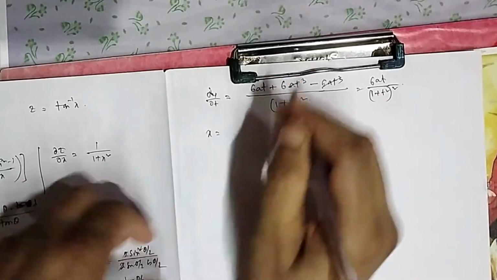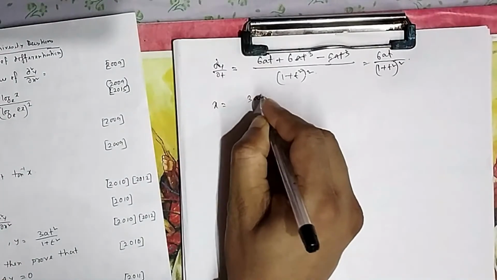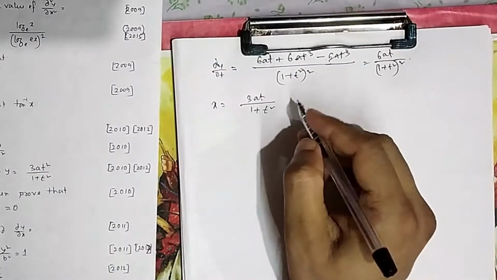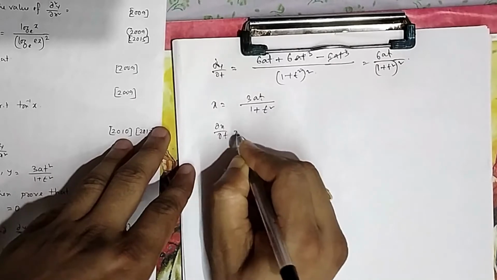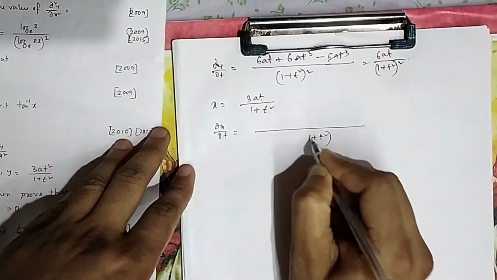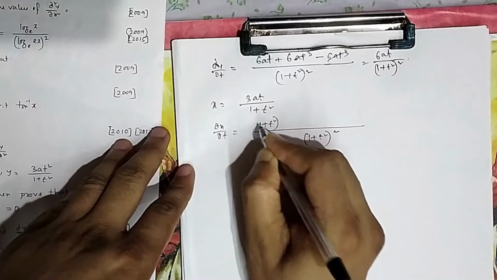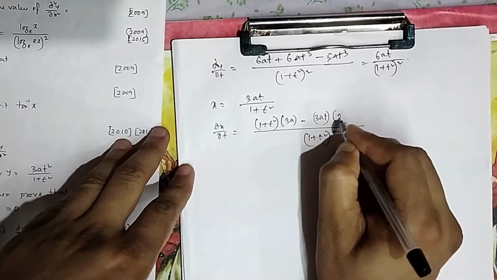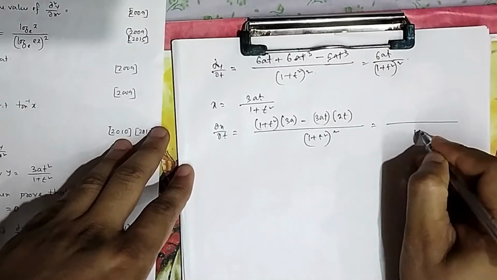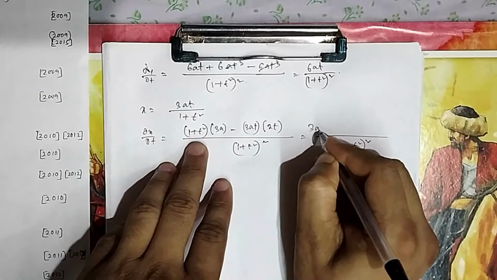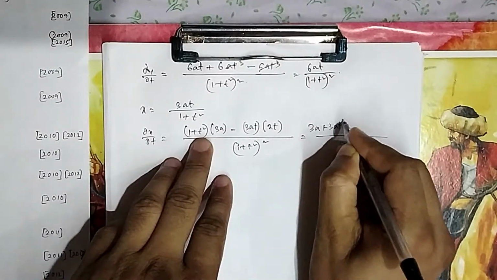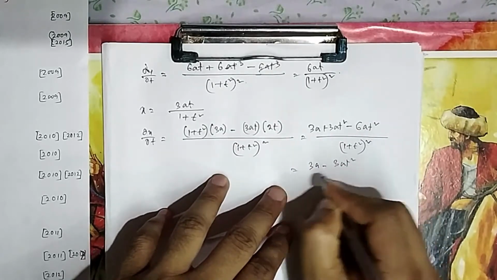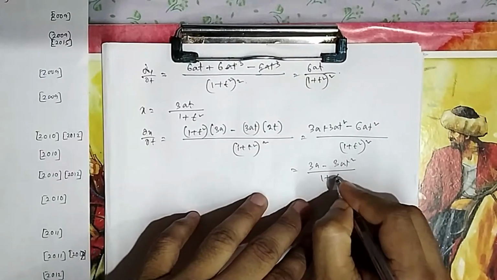Similarly, if you go for x, what is x? 3at by 1 plus t². This was your x. Again we differentiate with respect to t, dx/dt. Denominator squared, (1 plus t²) whole squared, times (1 plus t²) times the differentiation of 3at, which will be 3a, minus 3at constant, times the differentiation of 1 plus t², which is 2t. So it is (1 plus t²) whole squared. This is 3a plus 3at² minus 6at². This is 3a minus 3at² divided by (1 plus t²) whole squared.